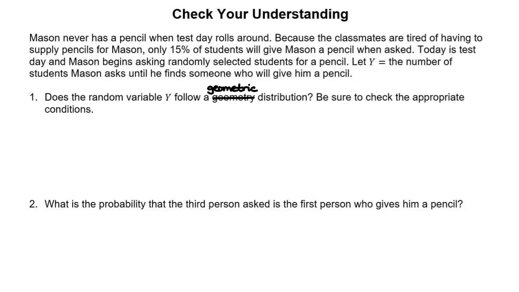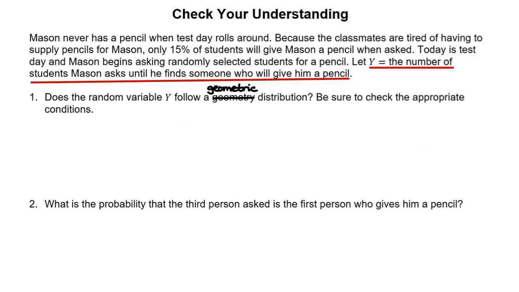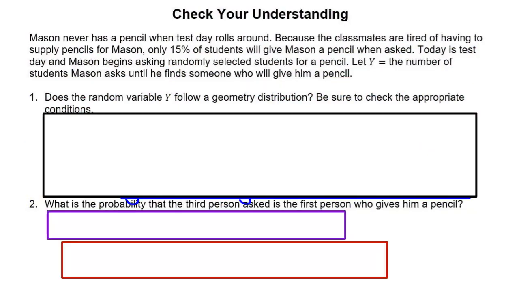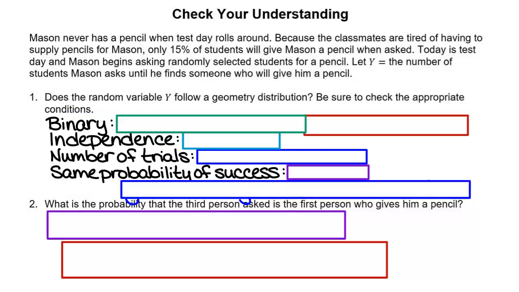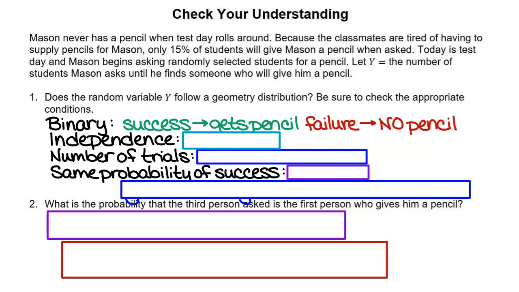Does the random variable Y, in this case the number of students that Mason asks until he finds someone who will give him a pencil, follow a geometric distribution? Yes. We need to check BINS, or BITS, and I don't know if you noticed, but they had a T for trials until success. Are we binary? Yes. What does success look like? Getting a pencil. Failure? Not getting a pencil.